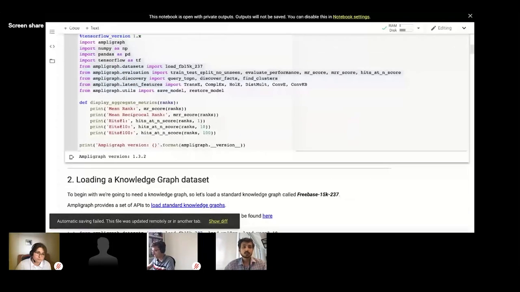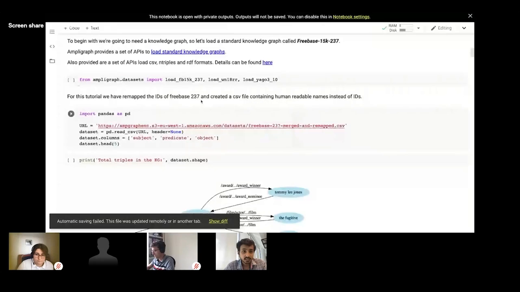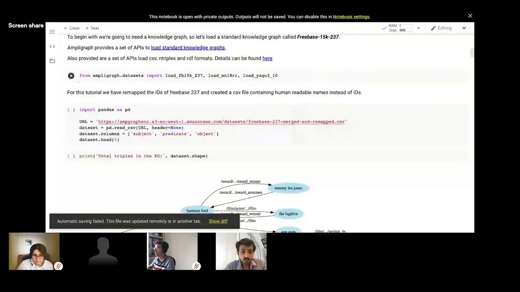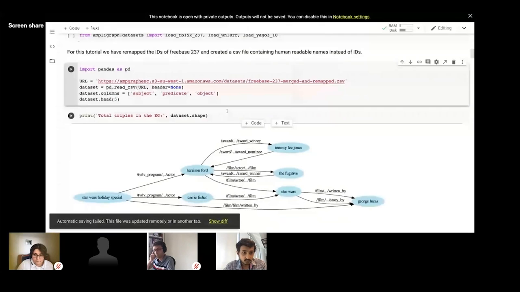So to start with, as Luca mentioned, we need a knowledge graph for this. There are a lot of standard knowledge graphs out there, and AmpliGraph provides an API. Under the ampligraph.datasets module, you can load the standard knowledge graphs like Freebase, WN18, and Yago. This is something that Luca mentioned in his session. But for this tutorial, we'll use the FB15k-237 dataset, which we have remapped to human readable IDs. I'll just run this cell, and this will load the dataset.